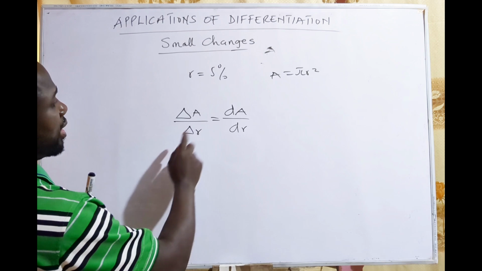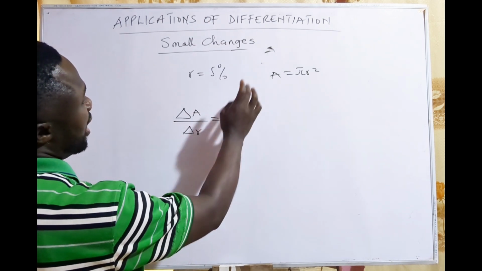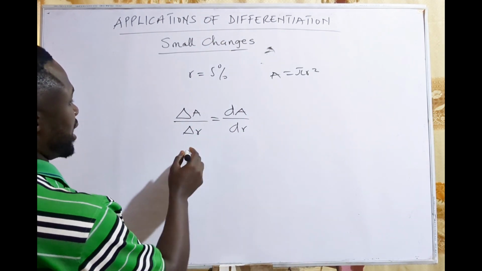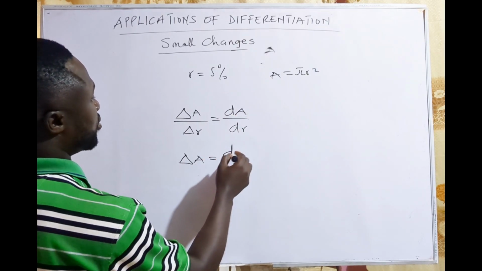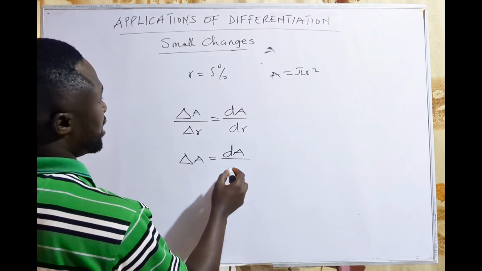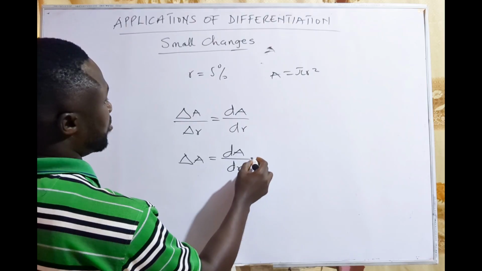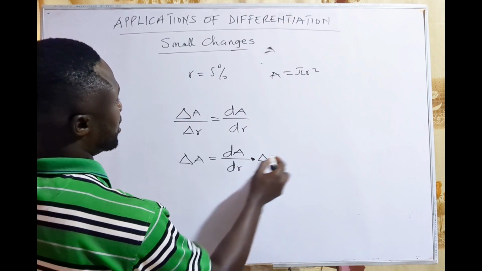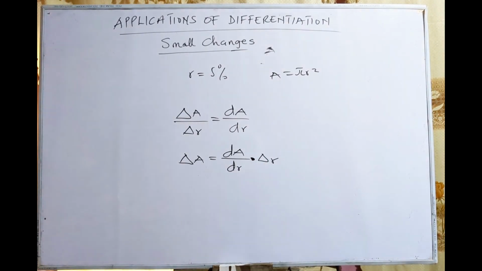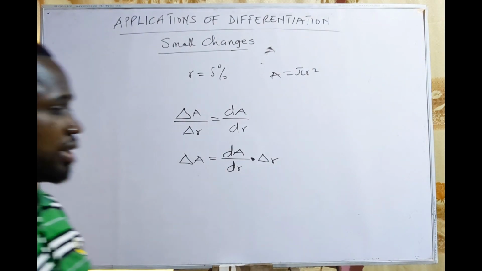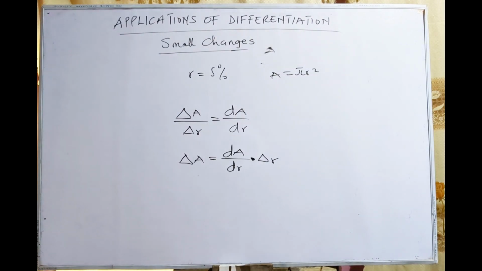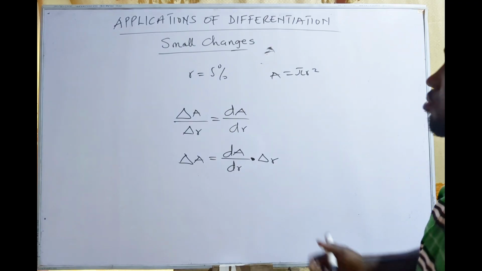So delta A over delta r is equal to dA on dr, and then my change in A can be equal to, I'll multiply this one by this. So dA on dr multiplied by the change in the radius. And as I said, the change in the radius can be given in terms of what?